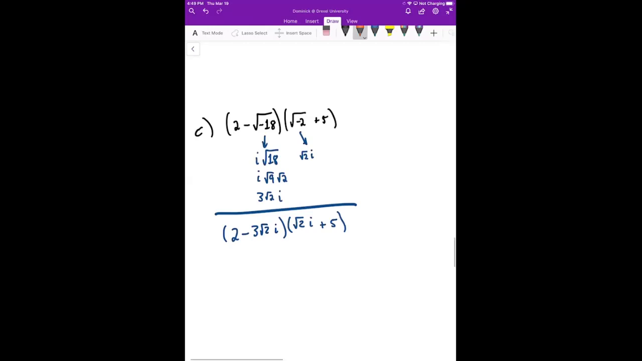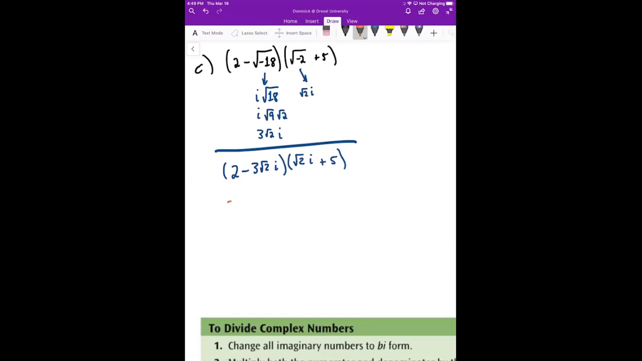So now when we FOIL, we'll get a 2 times the square root of 2i, plus 10, minus a 3 and square root of 2 times square root of 2 will just give us a 2, and then i squared. And then we get a minus 15 square root of 2i. Now we can simplify this a little bit. We can say that i squared is a -1. So we'll get a -3 times 2 times -1, which will all come out to be a plus 6. And then we have this 10 here, the 2 square root of 2i, and then minus 15 square root of 2i.